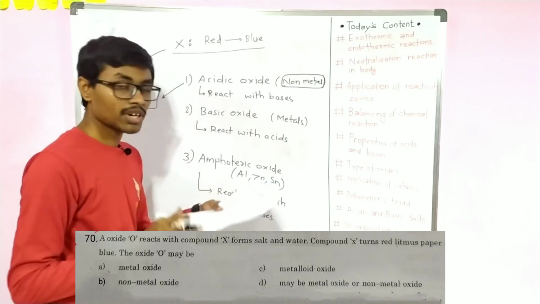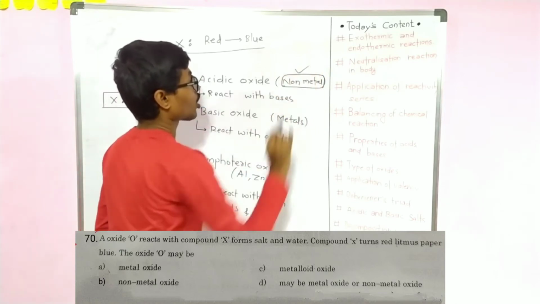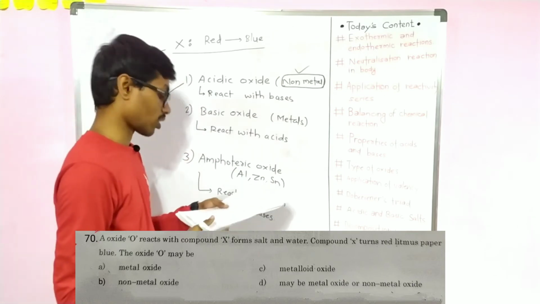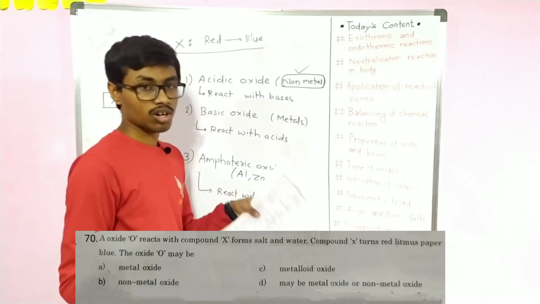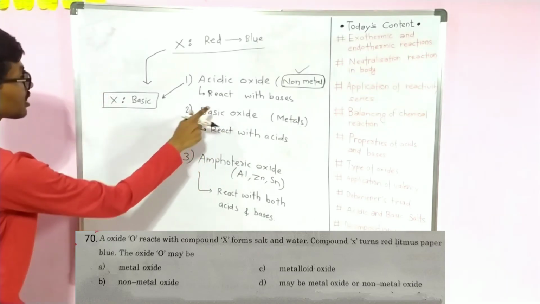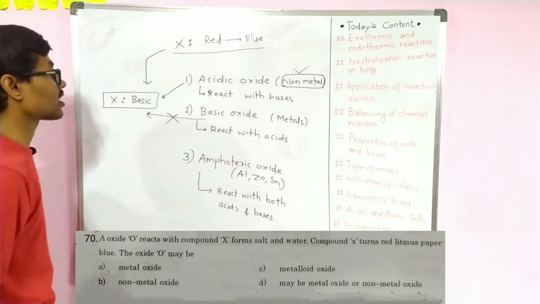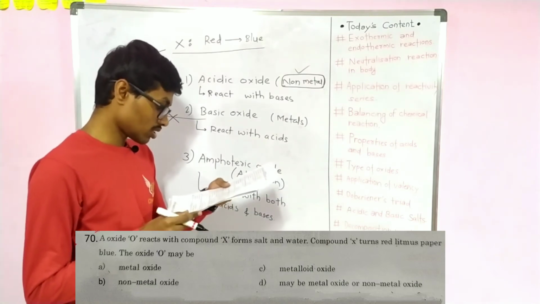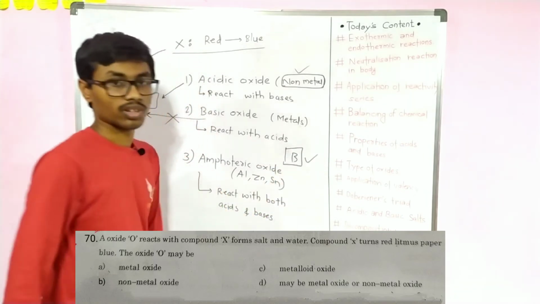Now option A says that it is a metal oxide. We have concluded that oxide O is a non-metallic oxide, so option A is not correct. Option B says that it is a non-metal oxide, which is correct. Option C says that it is a metal halide oxide, so it is not correct. And option D says that it may be a metal oxide or non-metal oxide. If it is a metal oxide, it is basic in nature, and if it is basic in nature, it cannot react with a base. Only if it is acidic in nature can it react with bases. So option D is also not correct. So the correct answer for this question should be option B.